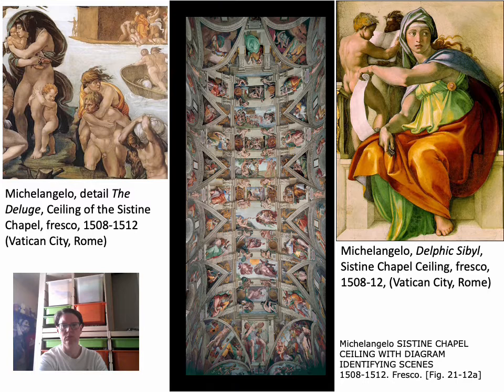So the piece that you see here on the left is one that was done before the piece here on the right. The piece on the right is the Sibyl. He painted it about a year later.